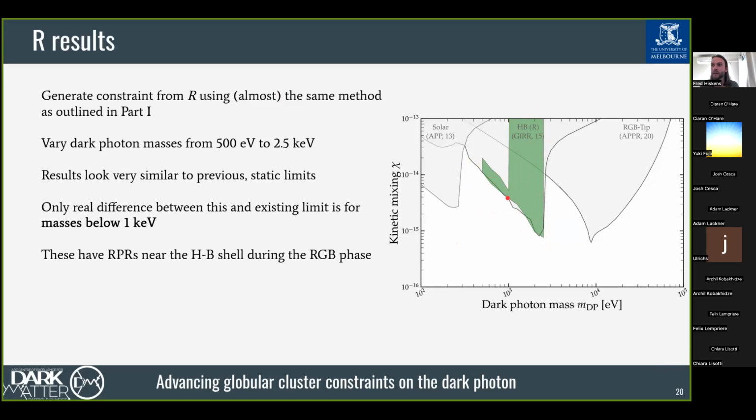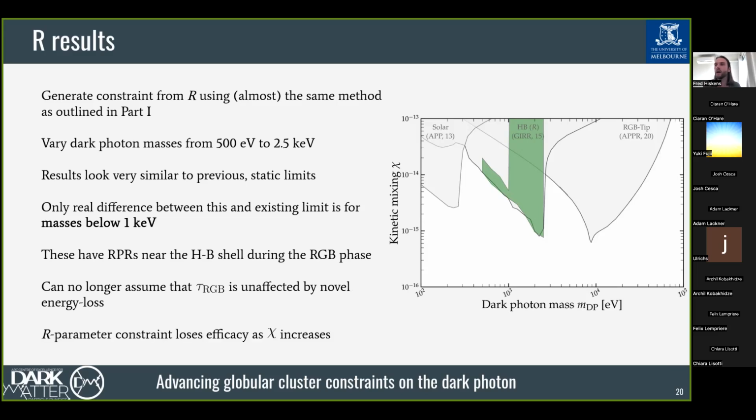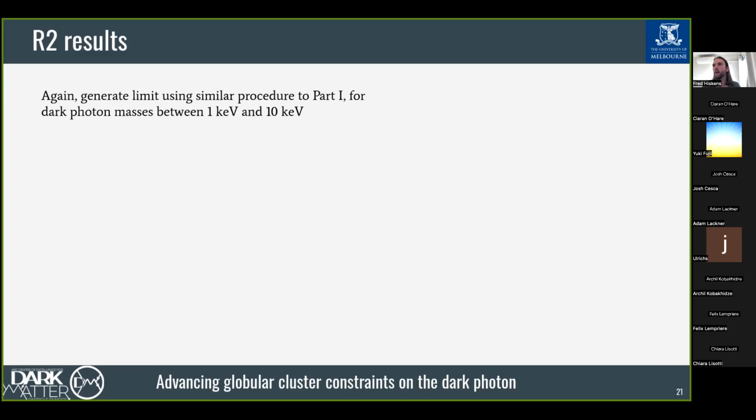What's going on here is that dark photon masses in this range result in resonant production regions very close to the hydrogen burning shell during the red giant branch phase. And what this means is that you can no longer make the assumption that the red giant branch's lifetime is unaffected by novel energy loss, and it causes the constraint to lose efficacy as chi increases.